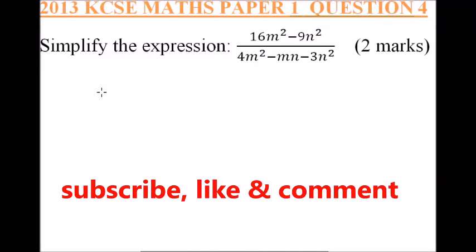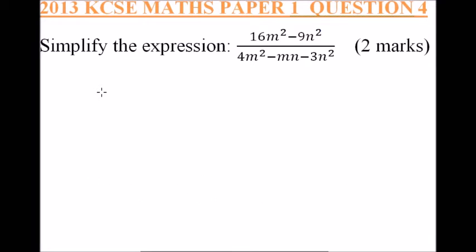2013 paper 1 question 4, we have to simplify the expression. We are given 16m squared minus 9n squared, all divided by 4m squared minus mn minus 3n squared. We start with the numerator, which can be written as 4m in brackets squared minus 3n in brackets squared, which is a difference of two squares.